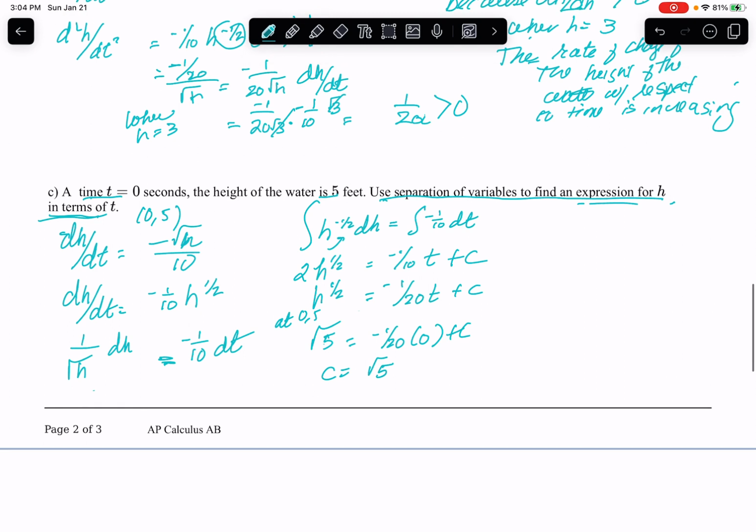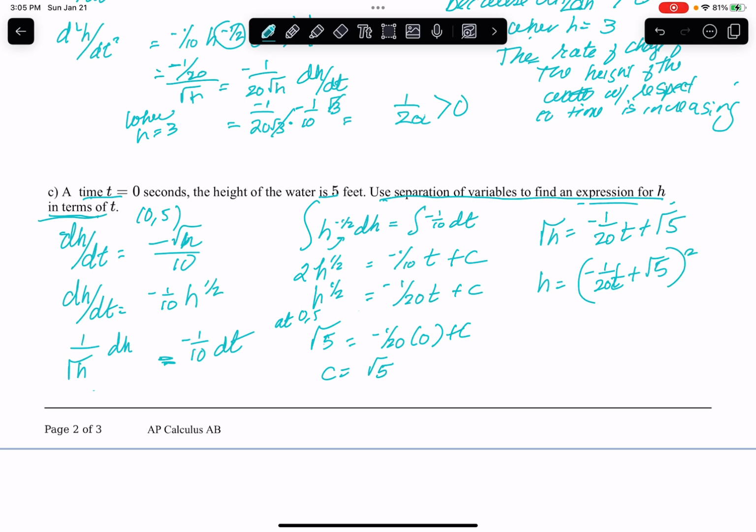Okay, so that means we come back here and we have the square root of h is equal to negative 1 over 20t plus the square root of 5. And so h would be negative 1 over 20t plus the square root of 5, squared. And that's the right answer. So that was free response number 5 for 7-6.